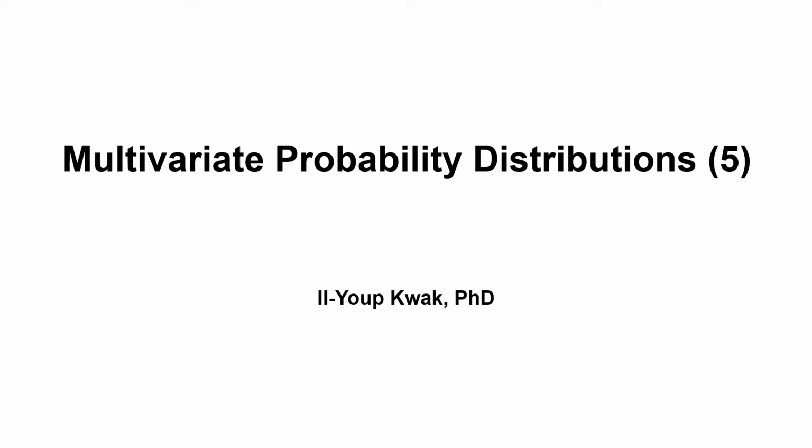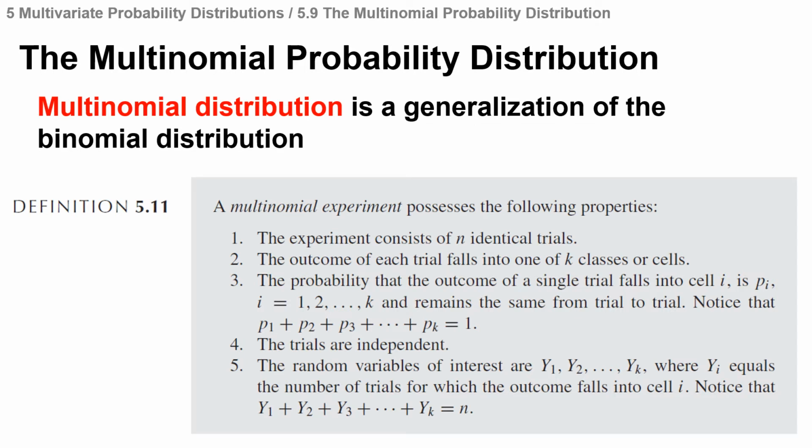Okay, hello everyone. We will learn about multivariate probability distributions, number 5, and this will be the end of the lecture for multivariate probability distributions. 5.9 is about the multinomial probability distribution, and the multinomial distribution is a generalization of the binomial distribution.